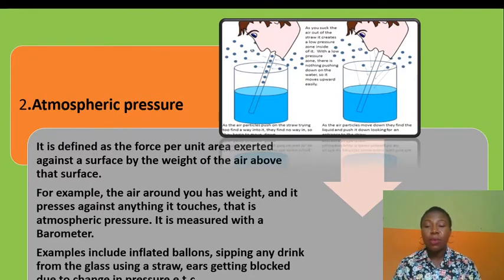For example, when you inflate a balloon, it is an example of atmospheric pressure. Sipping any drink from a glass using a straw is an example of atmospheric pressure, which you can see from the diagram on the screen. Also, when our ears get blocked, it is due to a change in pressure.